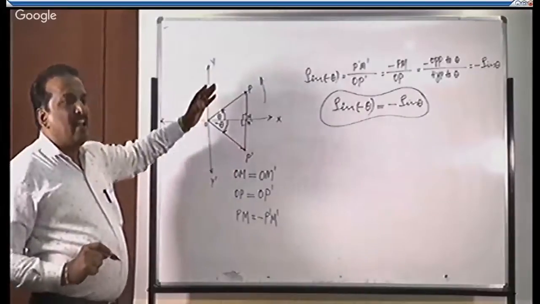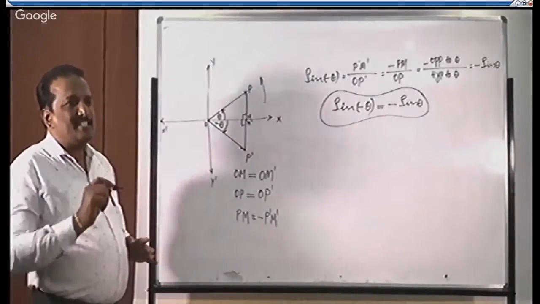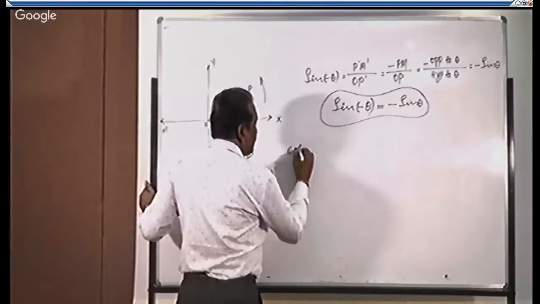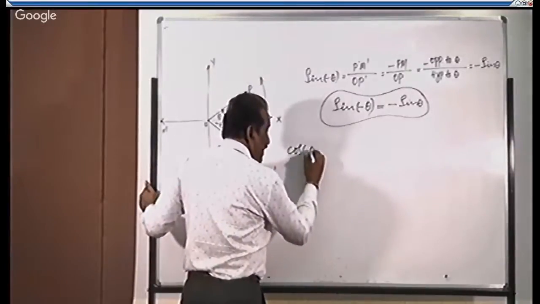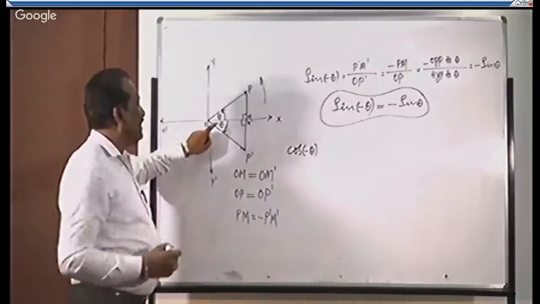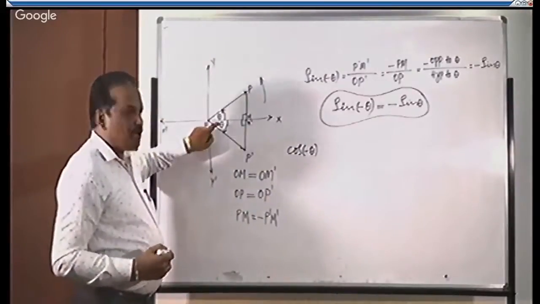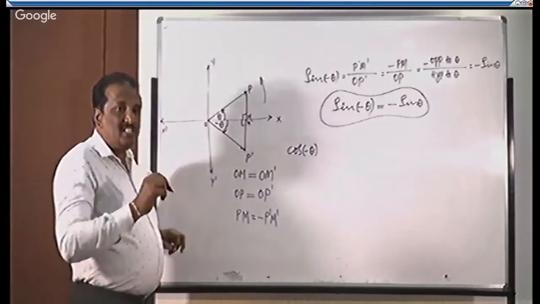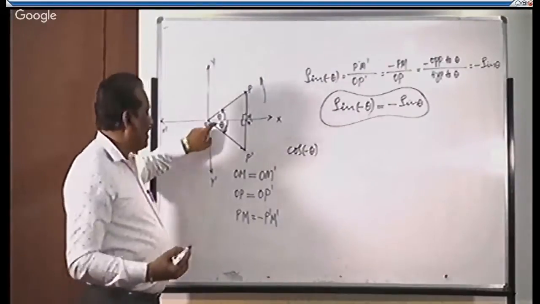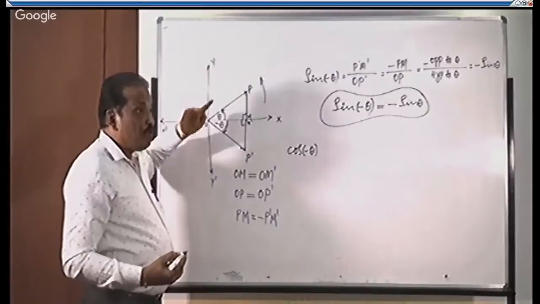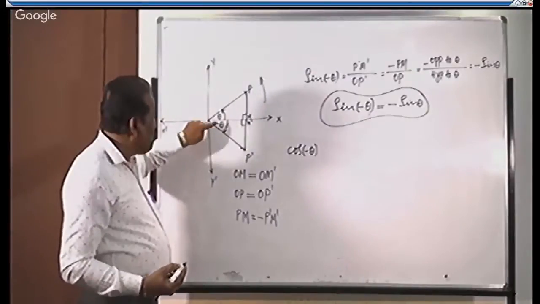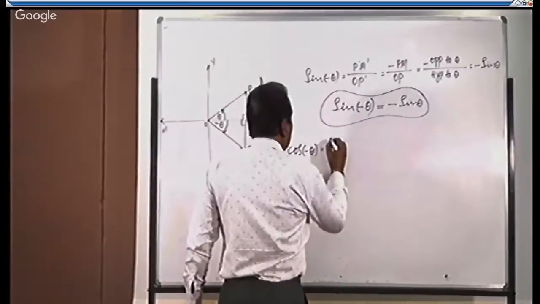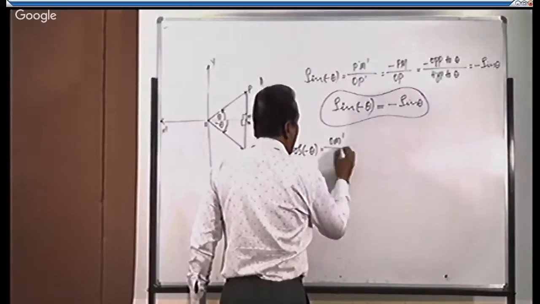So analogous to this case, let us try to connect cosine of a function. I mean cos, for which angle? The same angle, minus theta. Here it is minus theta, and here we are going to connect cos. Cos of an angle is simply adjacent to hypotenuse. Since we are connecting to minus theta, we have to write adjacent to minus theta. It is OM' divided by hypotenuse to minus theta.